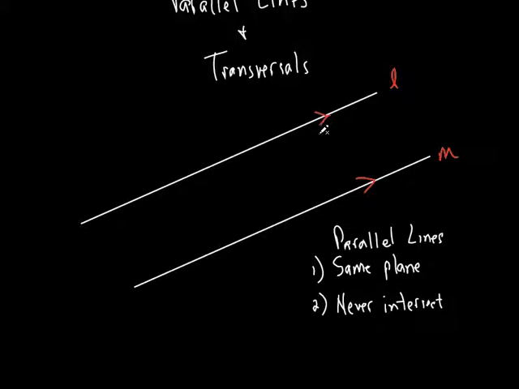So what do we know about those two lines? We know that they're in the same plane if they're parallel, and we know that they'll never intersect each other if they're parallel. Everybody with me on that? So that's how we show it on the picture. How would we write it out? How would I say that line L is parallel to line M?